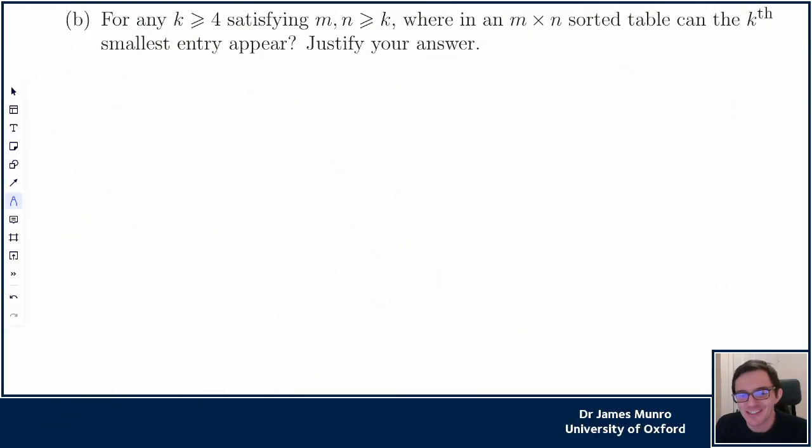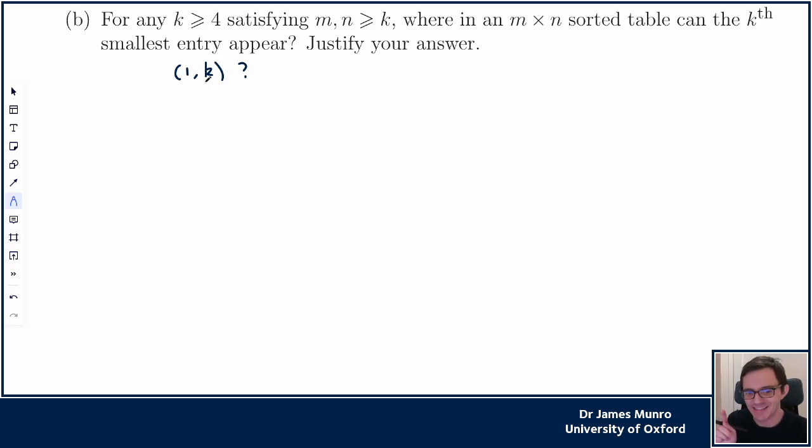And then the next part of the question is to do that for the kth smallest entry instead of just the third smallest entry. They say justify your answer, so I should be careful, I suppose. We've been given quite a lot of rows and columns to play with. They're both bigger than k, so that means I suppose that it could be in 1, k. That's one possibility, like along the first row.